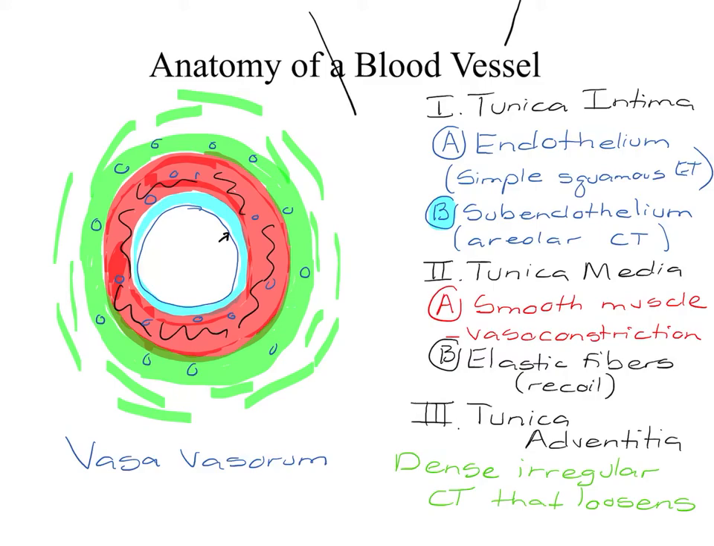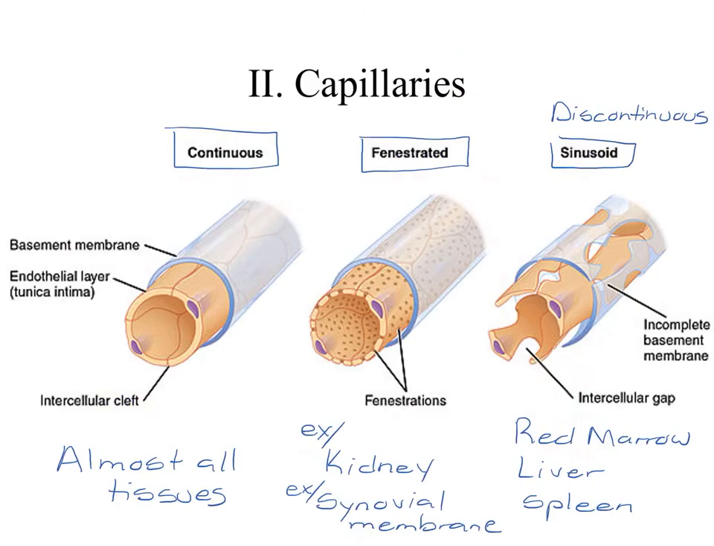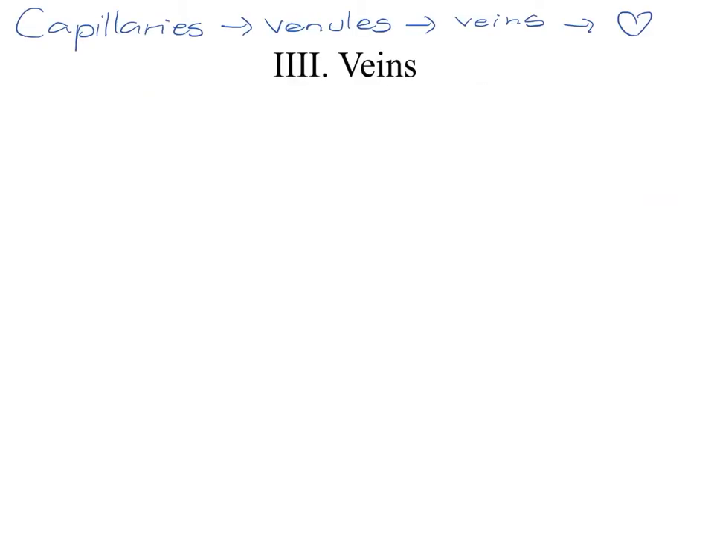And then outside of that, we have the tunica adventitia, which is dense, irregular connective tissue that loosens as you move out. That's going to be the outermost layer of the blood vessel. It makes it strong, it physically attaches it to other tissues, it provides support and protection. Looking at those layers, we looked at arteries first, then we looked at capillaries. Now today we're going to look at veins.